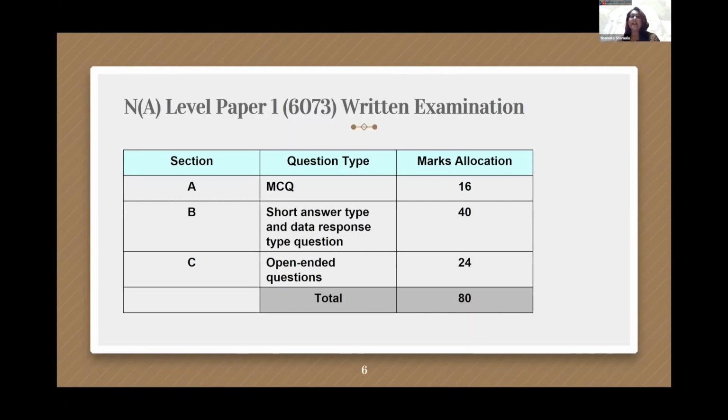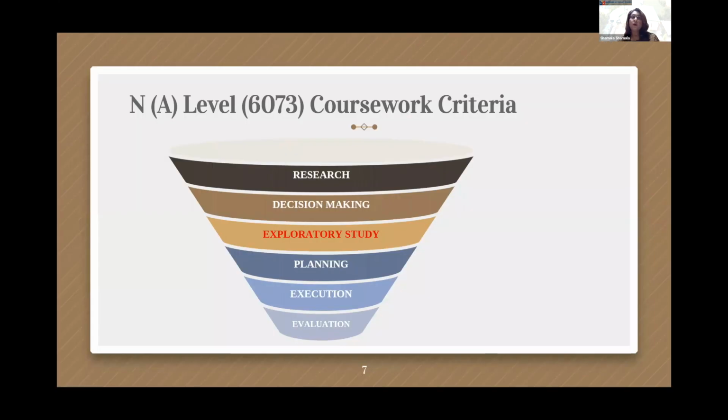Your written examination, paper one for normal academic will have 3 sections: MCQ, short answer type, and data response type questions. And the last section is open-ended, which will be essay writing. Coursework has 6 main components. I would like to touch on the exploratory study.